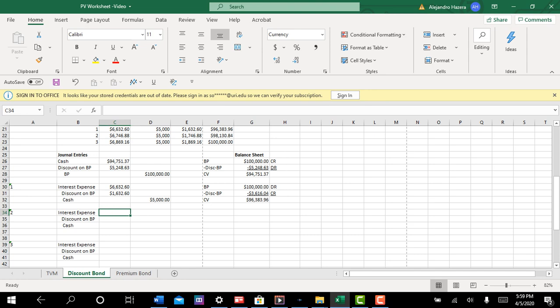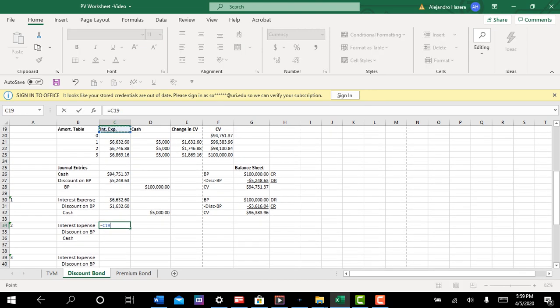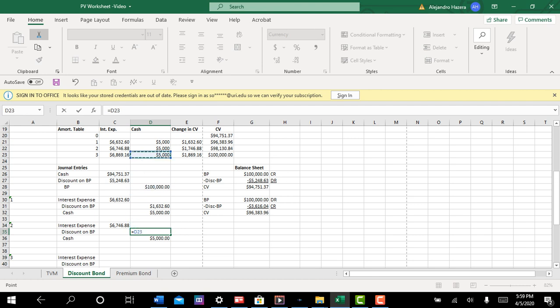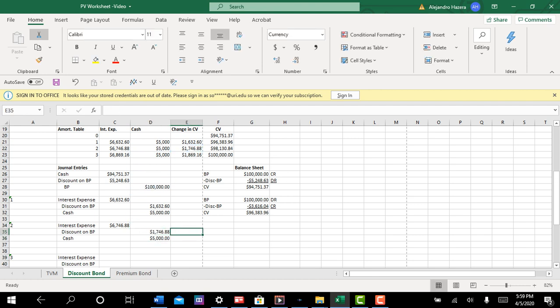Now it's just a matter of repetition for two more years. For the next year, your interest expense for year 2 comes from the amortization table. Your cash for year 2 is equal to $5,000, and the credit to the carrying value. Notice that, by the way, these should be credits. So sorry about that. I don't know why I made that mistake, but you start off with a debit on bonds payable, then you shrink it with credits. So the credit to the carrying value is 1746.